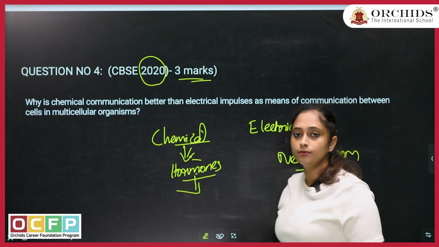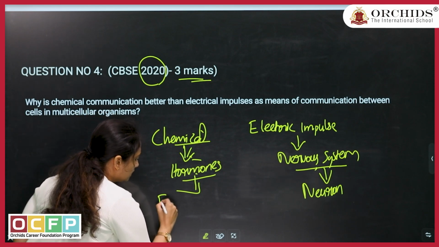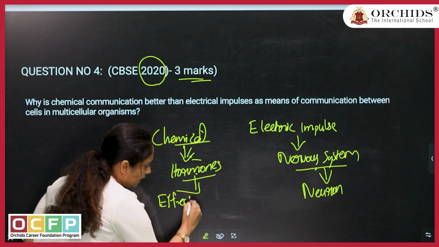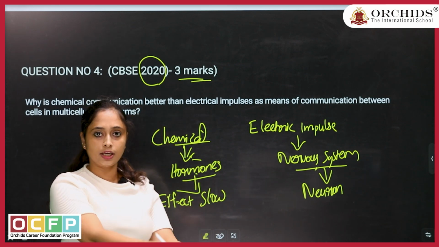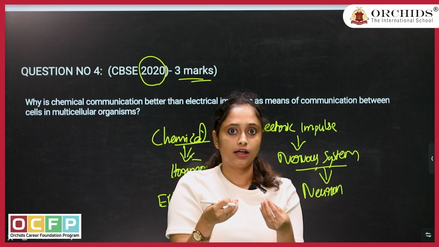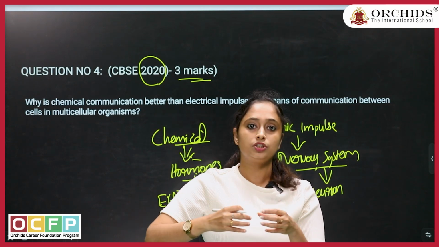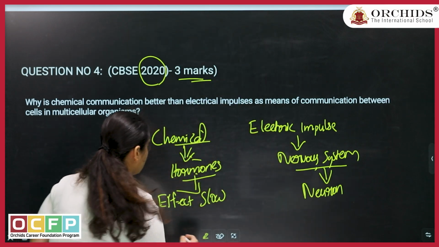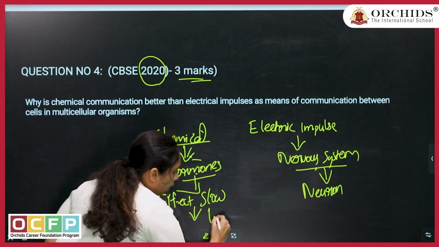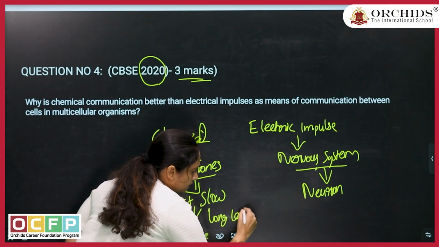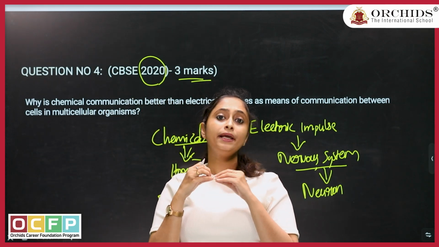Now, the second disadvantage is that the effect of chemicals or hormones will be slow. When the chemical, the hormone, moves to one particular region, it will do its function slowly only. But if they are doing slow work, that work will be long lasting. It is a slow action or slow effect, but it will be long lasting.